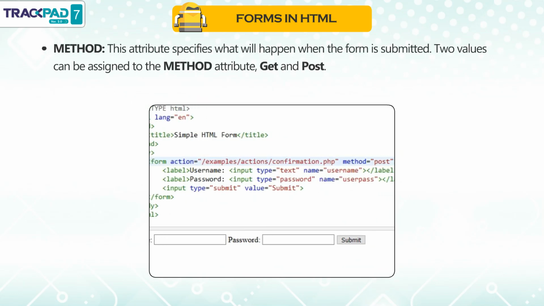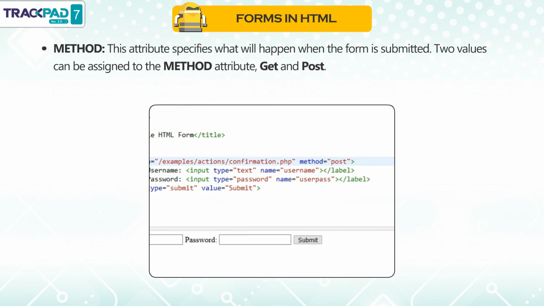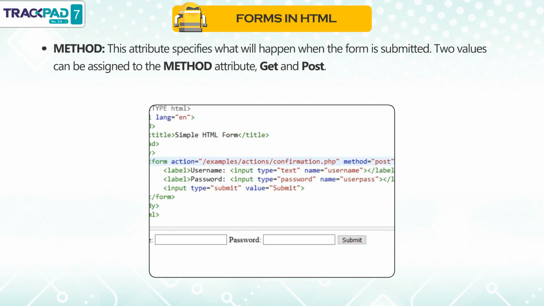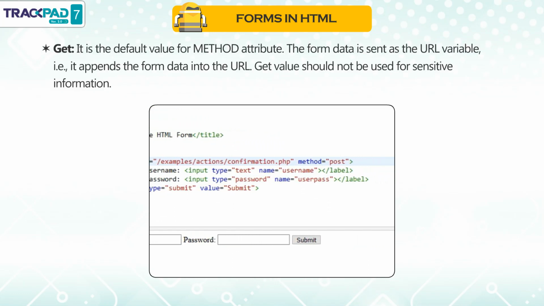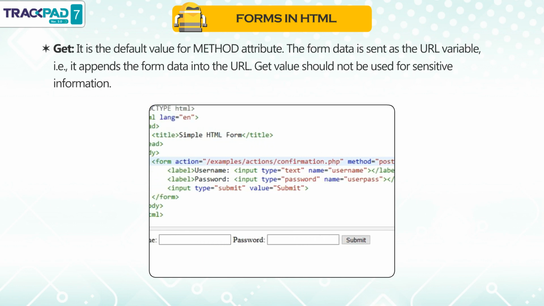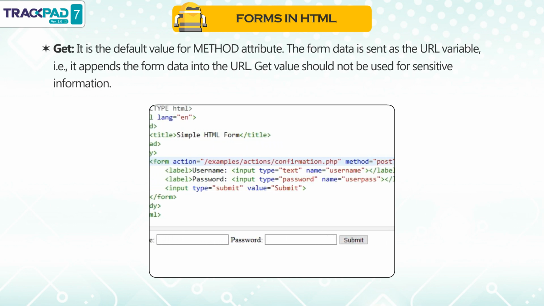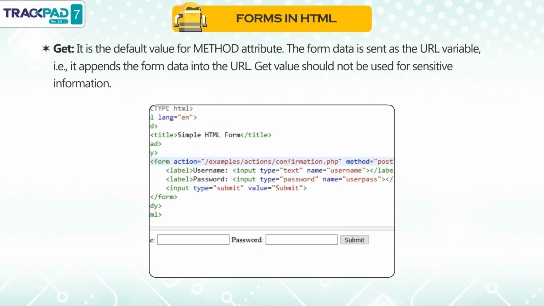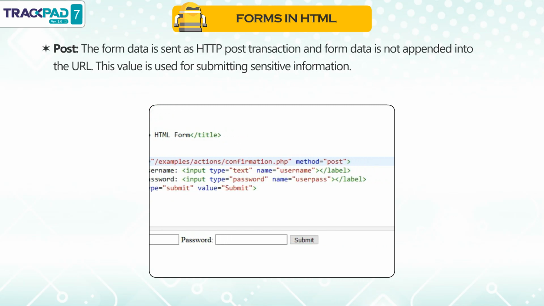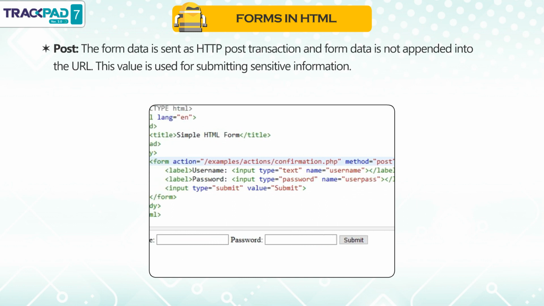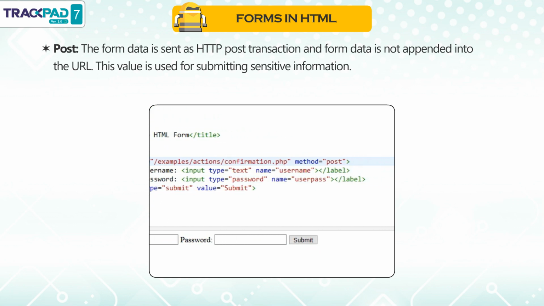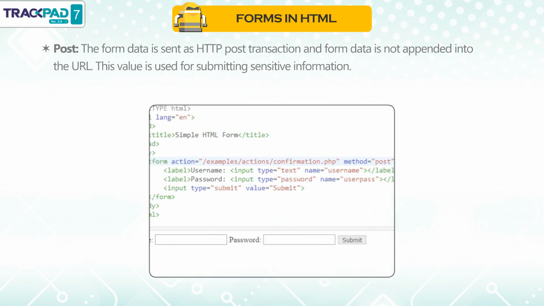Method. This attribute specifies what will happen when the form is submitted. Two values can be assigned to the method attribute: get and post. Get. It is the default value for method attribute. The form data is sent as the URL variable. That is, it appends the form data into the URL. Get value should not be used for sensitive information. Post. The form data is sent as HTTP post transaction and form data is not appended into the URL. This value is used for submitting sensitive information.